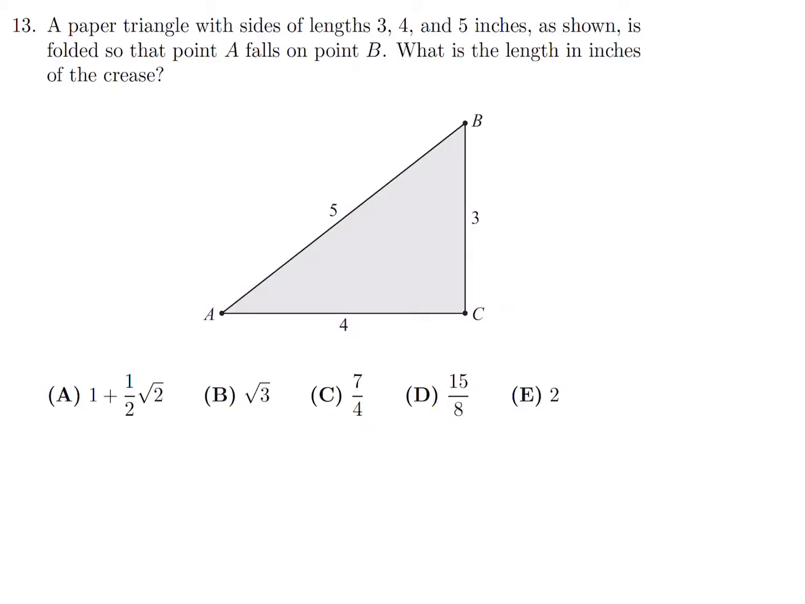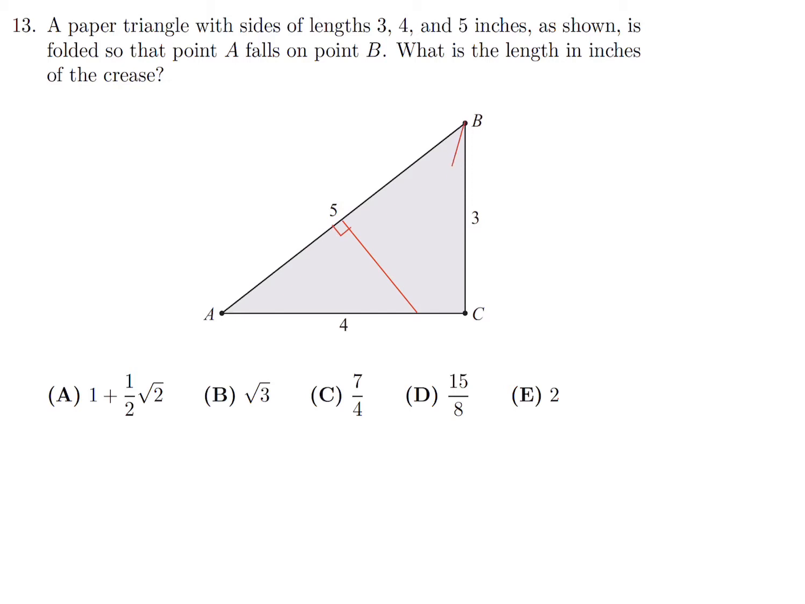A paper triangle with sides of lengths 3, 4, 5 inches as shown is folded so that point A falls on point B. What is the length in inches of the crease? Well, if you're practicing, I encourage you to get out a piece of paper, make a little shape like this, and fold it and see what you get. And when you fold it, you will get a scenario where when you draw the crease, it would be something like this, right? It would be perpendicular to that side.